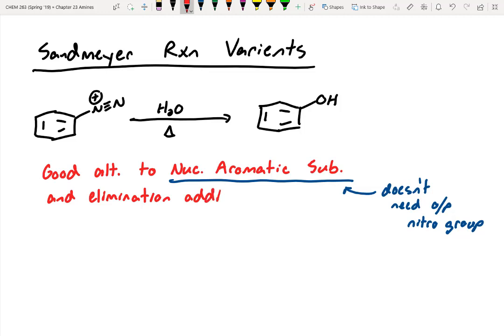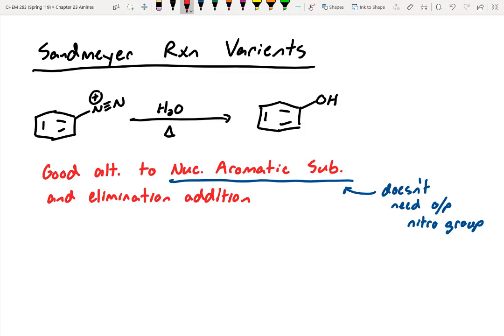What was one of the pitfalls with elimination addition? Does anybody remember? We made benzyne with the triple bond. Remember that? What was the pitfall? It's unstable. That, and you often get a mixture of products. It can react on either side of the triple bond in benzyne. In this case, we get pretty good regioselectivity. The alcohol will always go on that position where you had the diazonium salt. So you get a lot more control here.